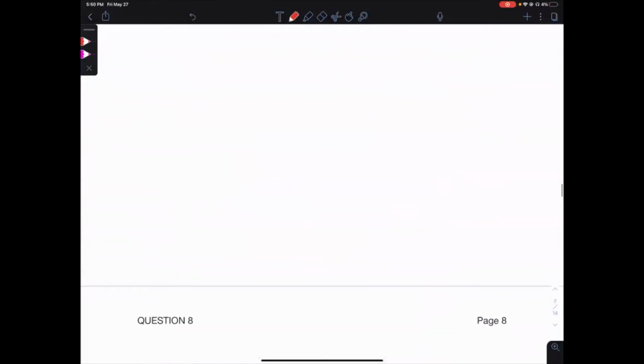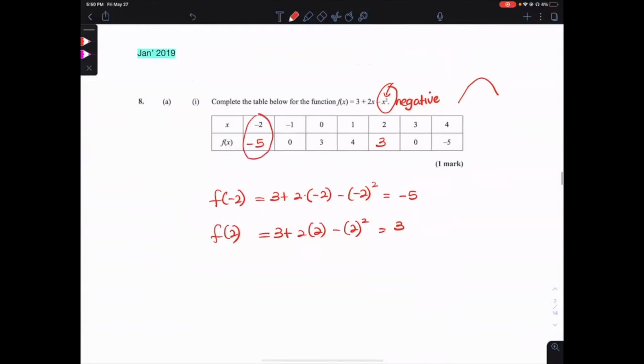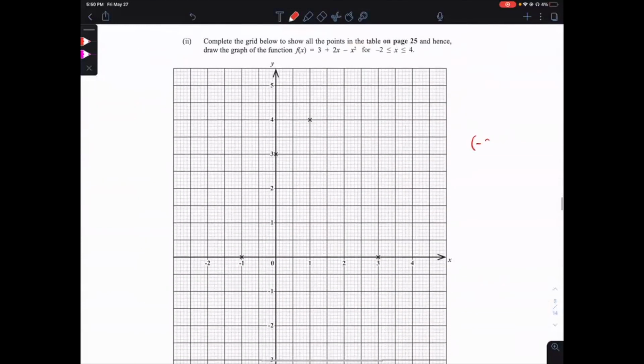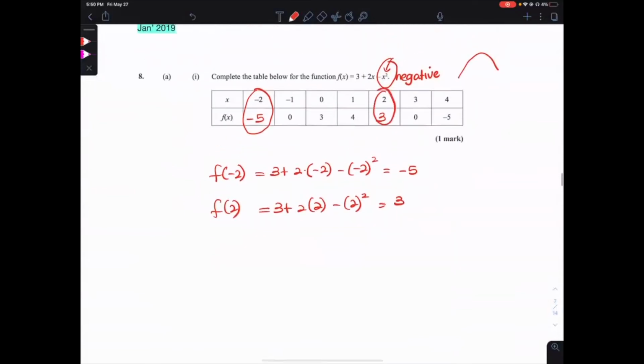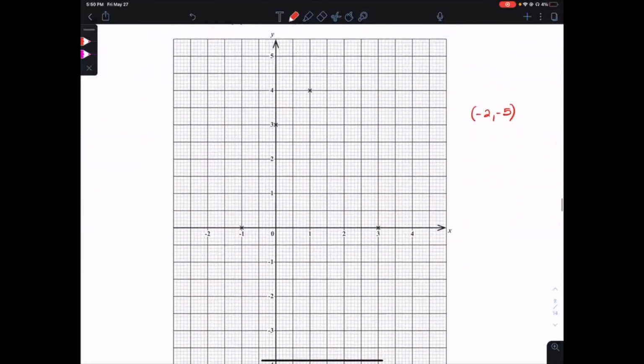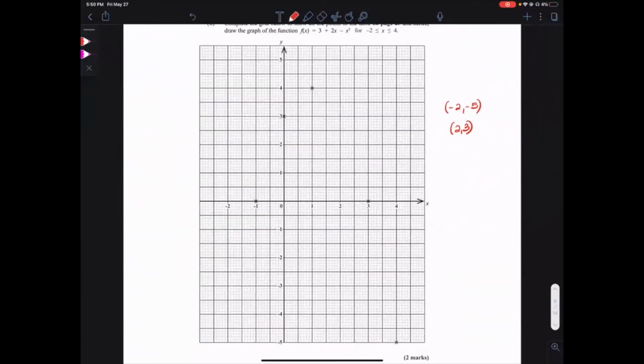So we need to plot these 2 points, -2, -5. Let me write it here. -2, -5. And this point here is 2, 3. So we're going to plot 2, 3. So just follow along with me. -2, -5 is this point here. And 2, 3 is this point here.